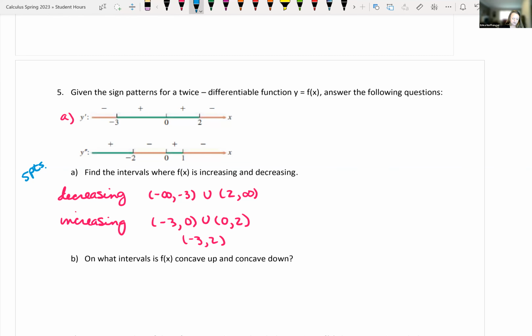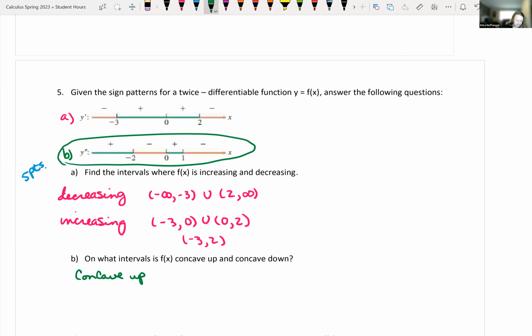So on what interval is the function concave up and concave down? That has to deal with our second derivative. So concavity, if our double derivative is greater than 0, it's concave up. Looking at this, I see that it's concave up, second derivative greater than 0, from negative infinity to -2, union 0 to 1.